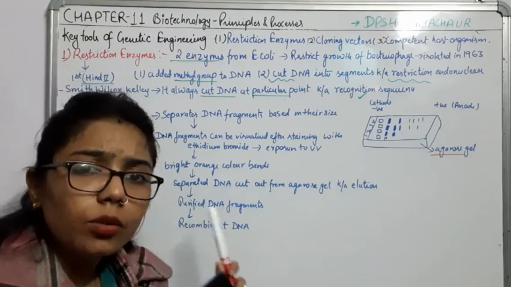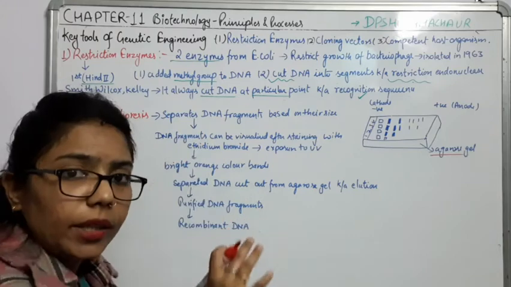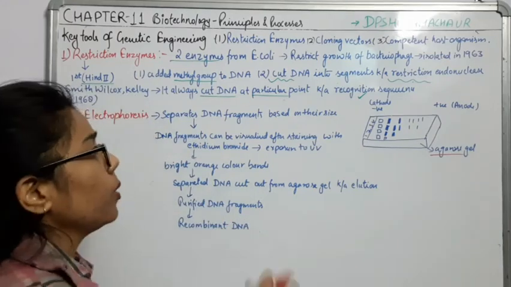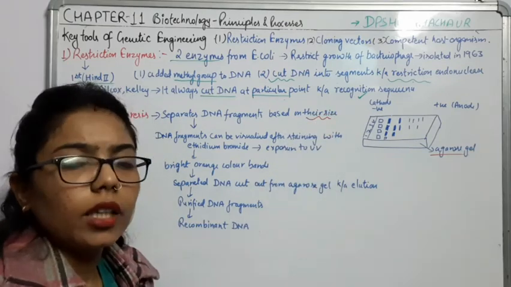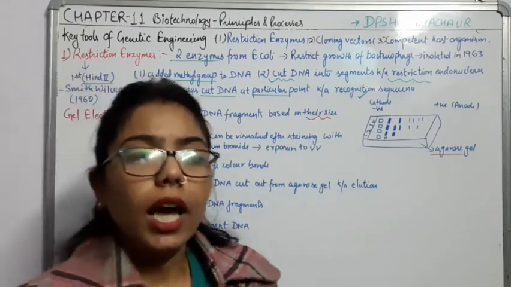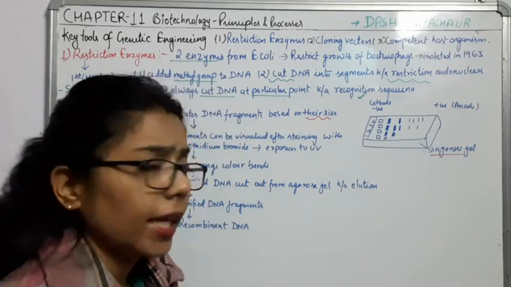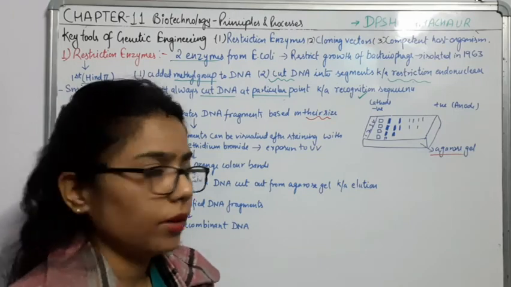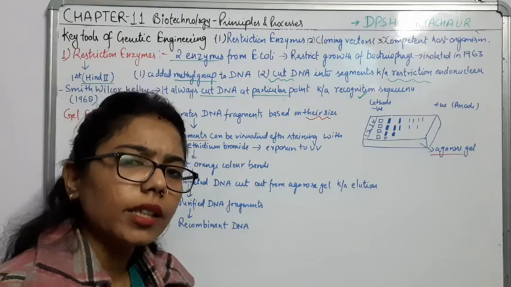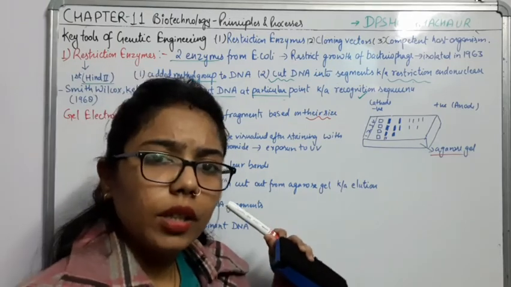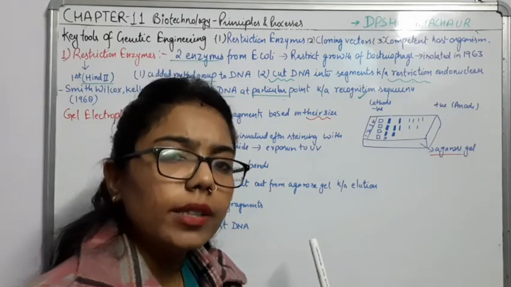So how can we use this technique and why are we using it? We are separating our DNA fragments based on their size. Very important thing. On the basis of their size, we can isolate the different types of DNA fragments. It can be the larger one, it can be the smaller one. So the DNA fragments can be visualized. The next step is how we can see these DNA fragments, because they are colorless. So we require some technique here.